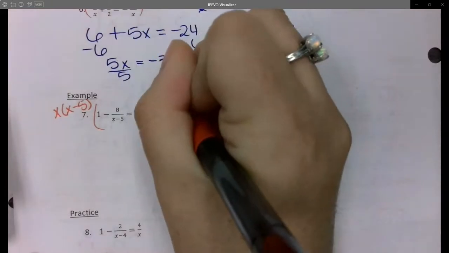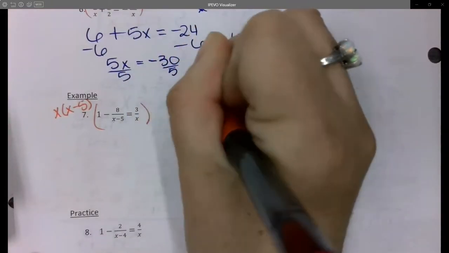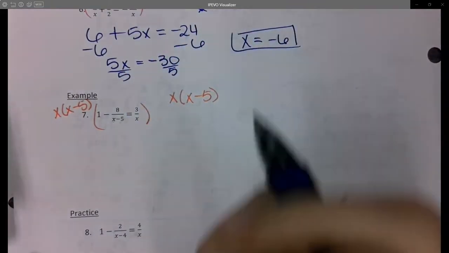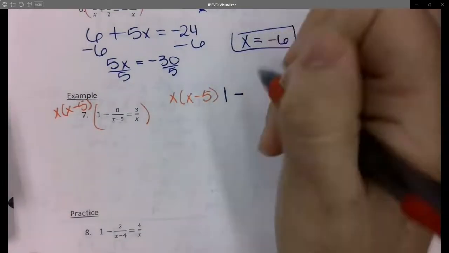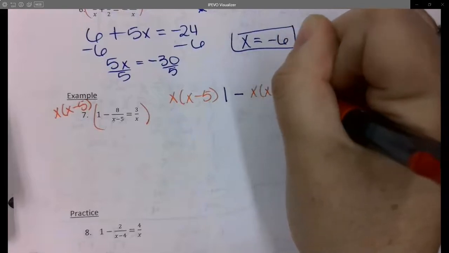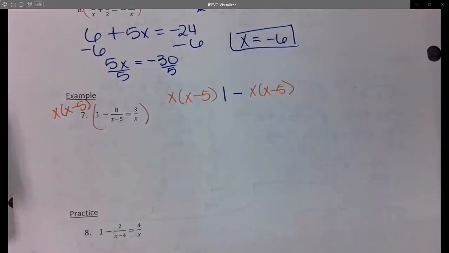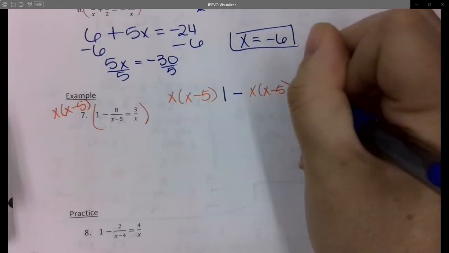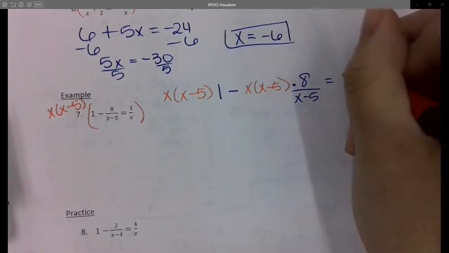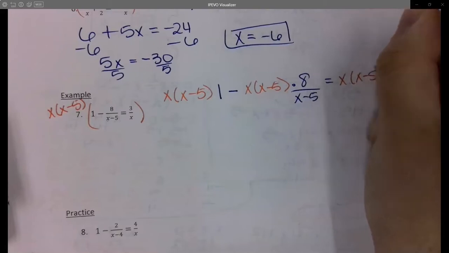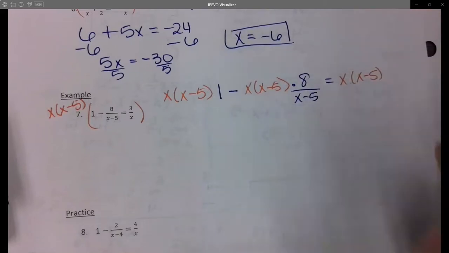Okay. So then I'm going to distribute out. So I'm going to have x times x minus 5 times the one that was from the problem, minus x times x minus 5 times 8 over x minus 5, equals x times x minus 5 times 3 over x.